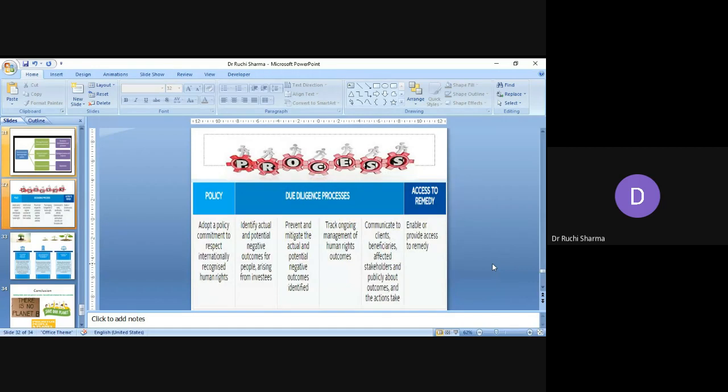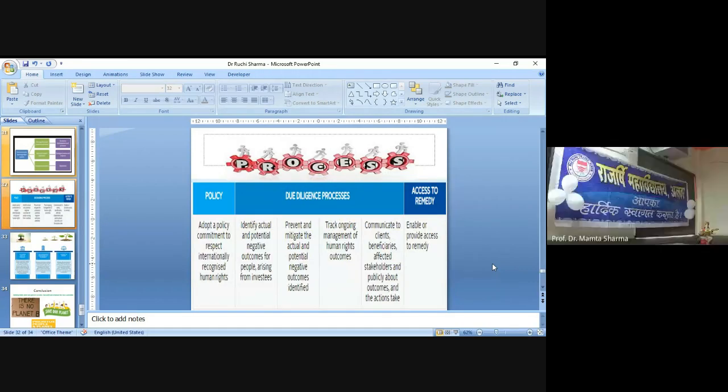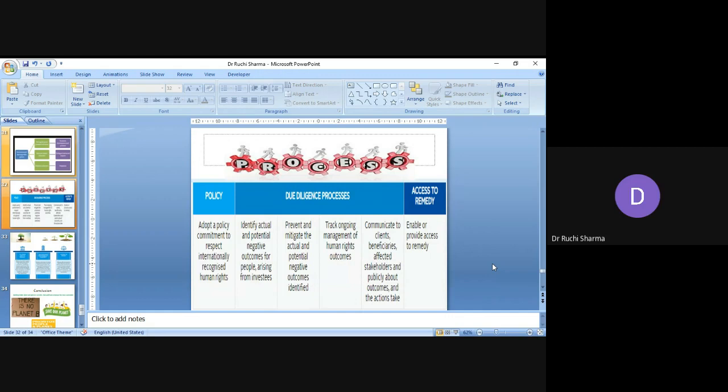The processes we need to adopt start with a policy commitment and respect for internationally recognized human rights. A due diligence process should be there, where we identify actual and potential negative outcomes for people. We need to prevent and mitigate the identified outcomes, and track the ongoing management of human rights outcomes. Communication should also be strong to clients, beneficiaries, and stakeholders, and we should be enabled to provide access to remedy.